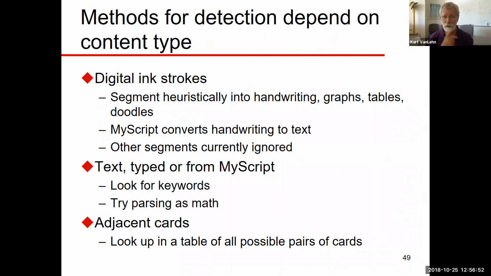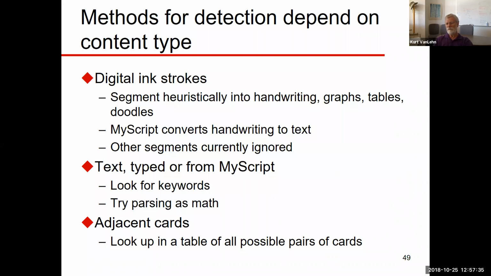So for ink strokes, FACT heuristically segments it into handwriting, graphs, tables, and doodles. We use MyScript to convert the handwriting to text, and unfortunately, we haven't got around to doing anything with the graphs, the tables, and the doodles. We're working on a doodle detector. That's another form of off-task behavior. Good, sometimes not a bad thing. Once we have some text, either typed in from the student or generated via MyScript from handwriting, then we parse it by looking for keywords and by trying to parse it as math, because it could be a math expression. Whichever one matches the best, keywords or math, then we give it that interpretation.